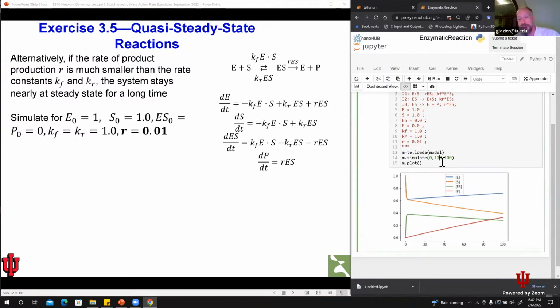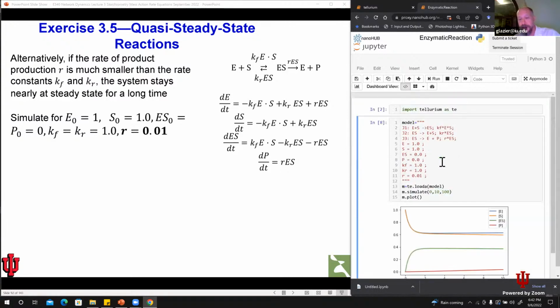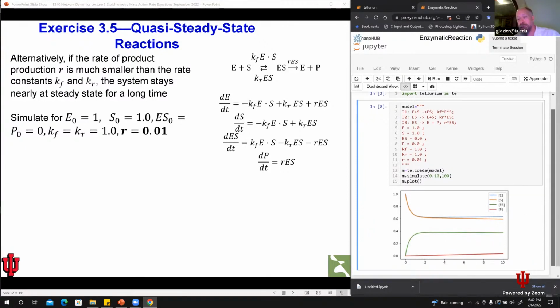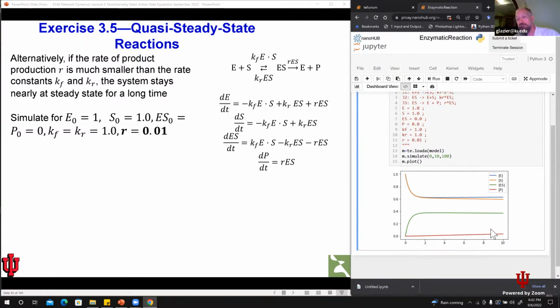So if I go back to 10, the amount of substrate complex is essentially constant. The amount of substrate is essentially constant. And so here I'm basically just churning out product at a low rate. That's why it's called quasi-steady state. Things are almost flat.